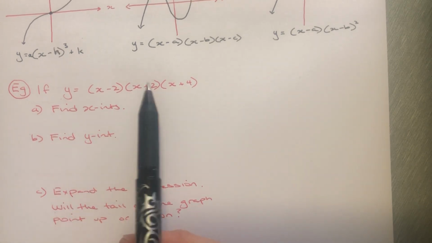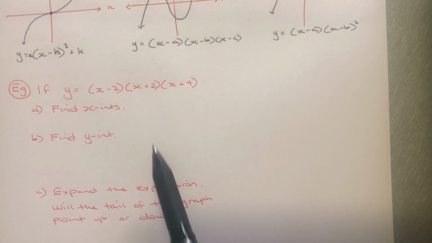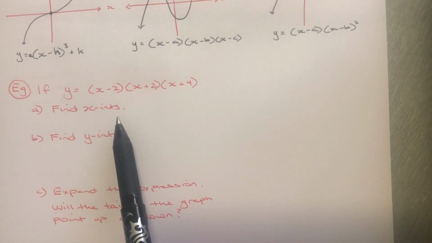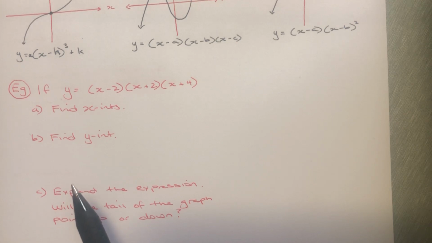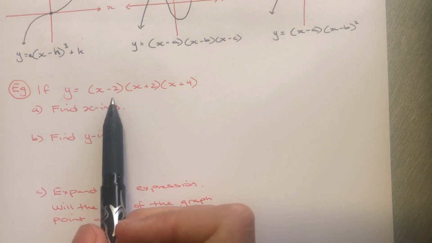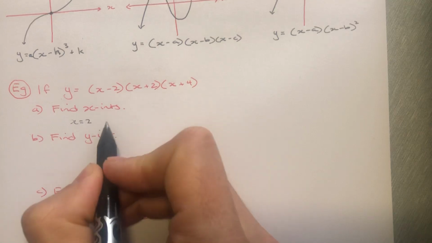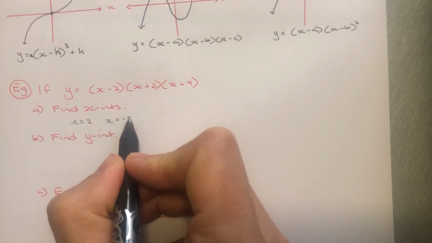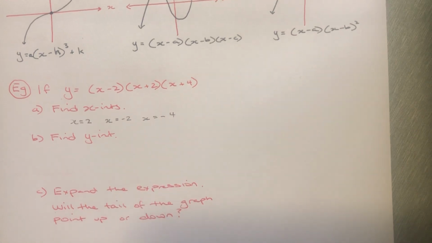So we've been given a rule, and this is already factorized, so hopefully we can do this reasonably quickly. The first thing we need to do is find the x-intercepts. That's actually what we were doing in 6D, when we were solving for x. With this one here, if we solve for x, we can see that x is 2, x is negative 2, and x is negative 4. These are the x-intercepts. So that's why we're factorizing in the first place.